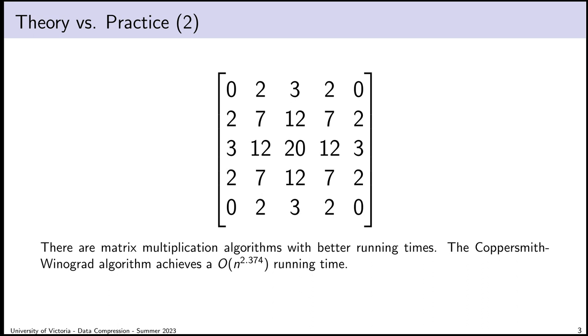So this is actually not the fastest one, but an example of a faster one is the Coppersmith-Winograd algorithm, which has a running time that's definitely not n cubed. It's n to the power of 2.3 something.